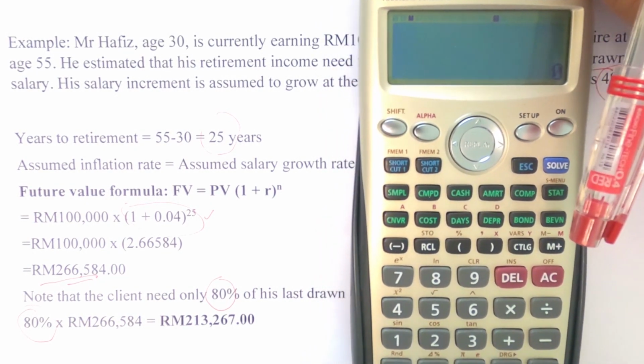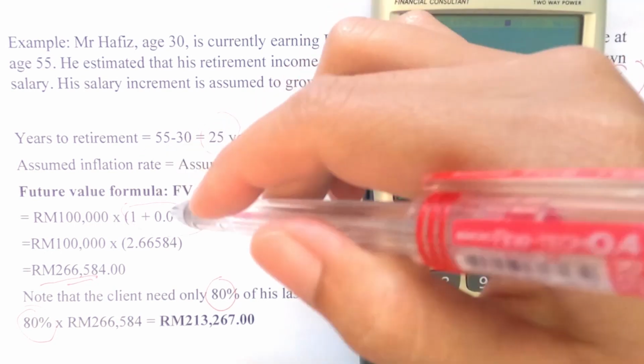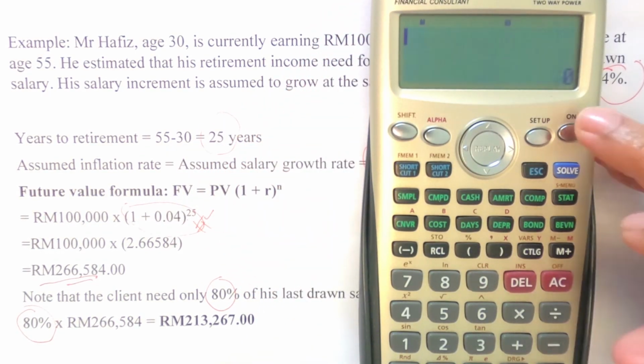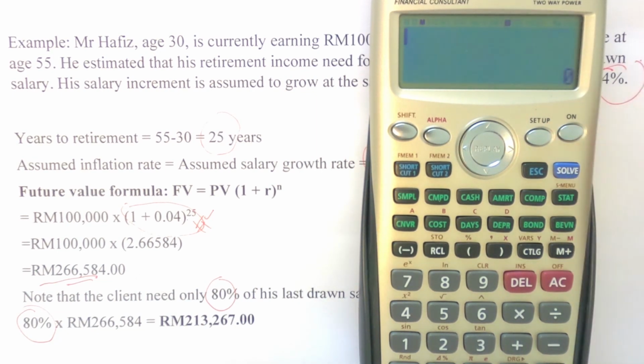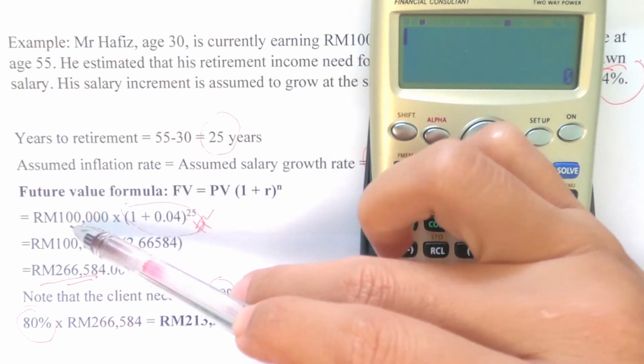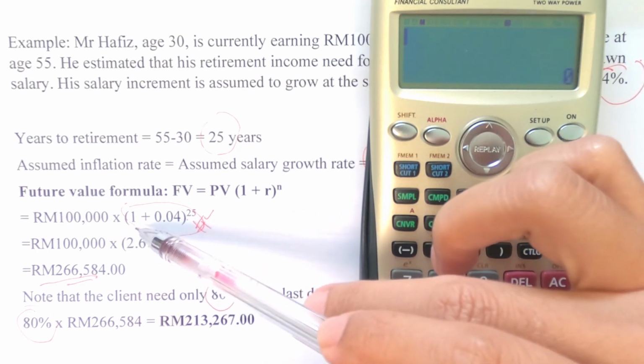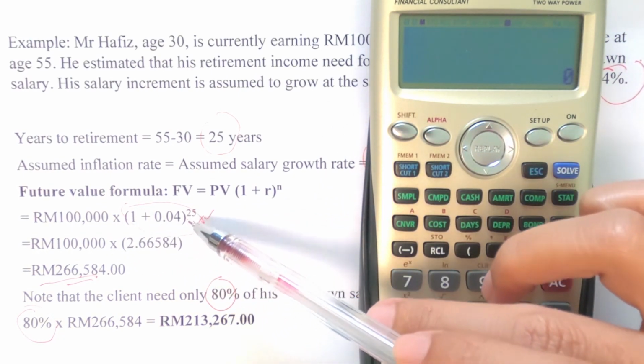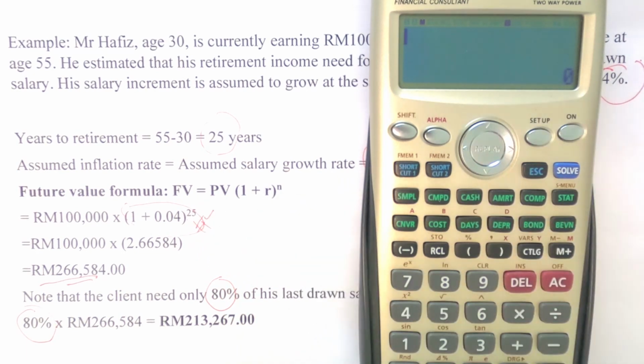You can use the financial calculator to calculate this formula. In this instance, you go to your financial calculator and turn it on first. Then if you look at this formula, 100,000 times, in brackets, 1 plus 0.04 to the power of 25.